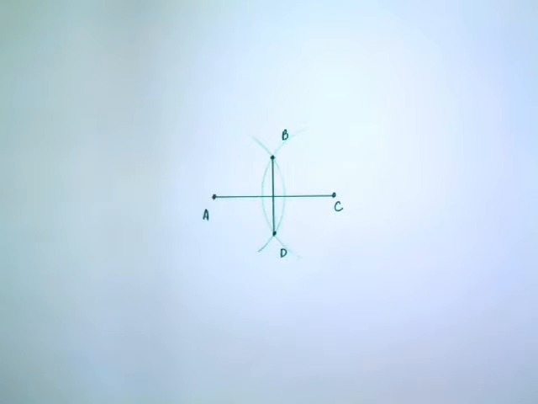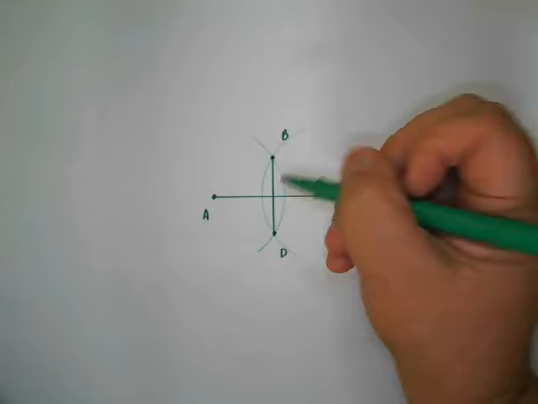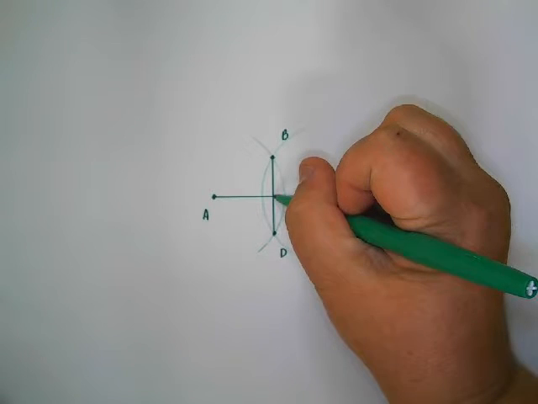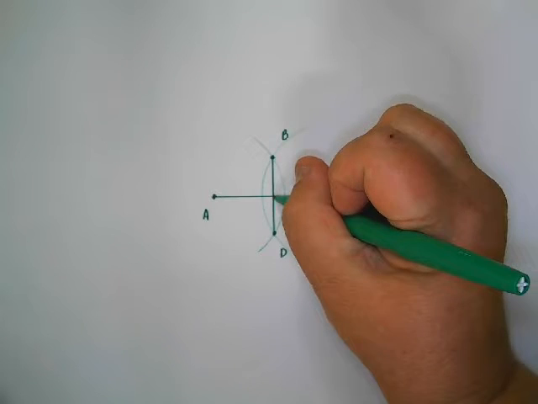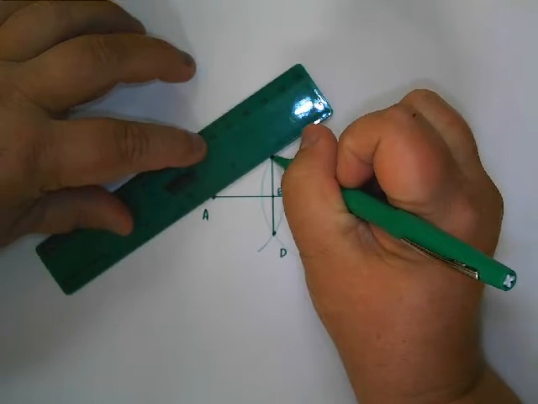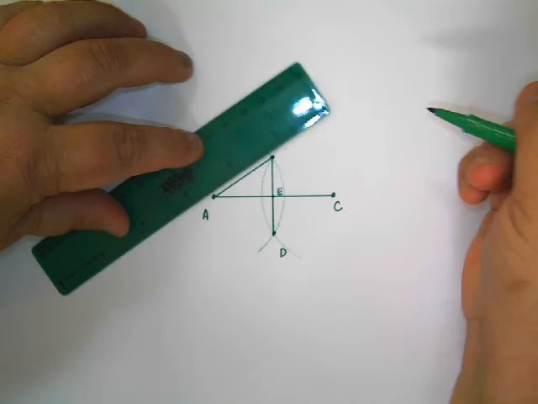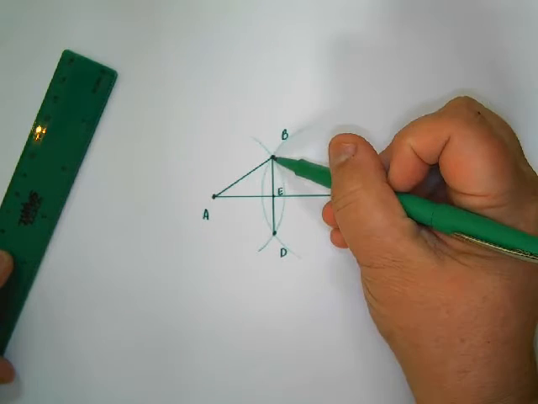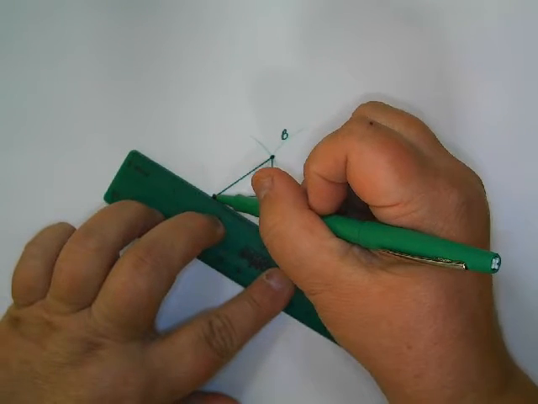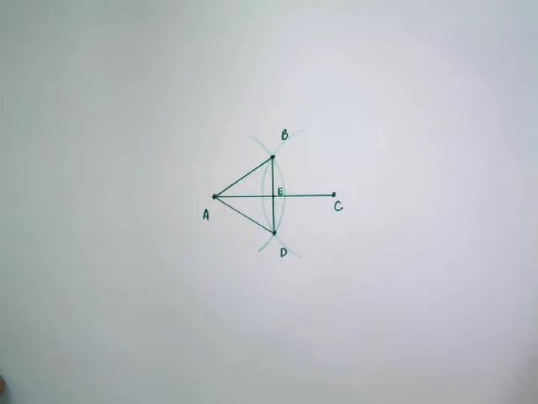And since this is the perpendicular bisector, we know this is 90 degrees, and this point, let's call this E. AE is congruent to EC, BE is congruent to ED. But what about if I connect AB? Now remember, we want a rhombus which has 4 congruent sides. My question is, is AB congruent to AD? And why?